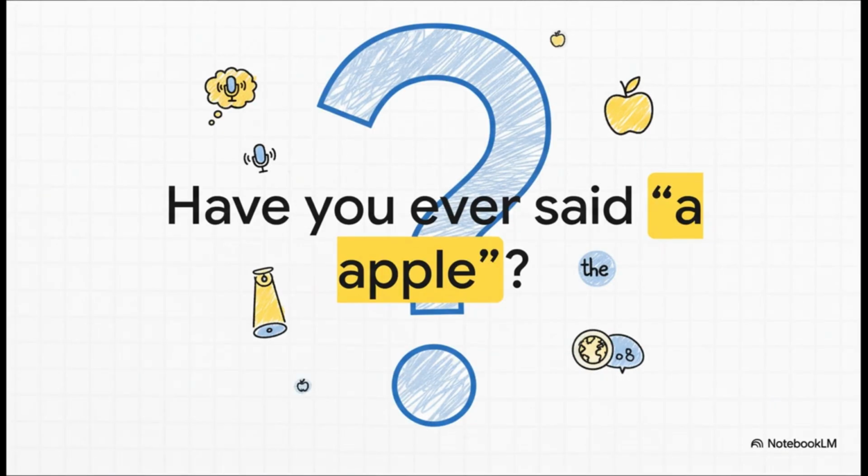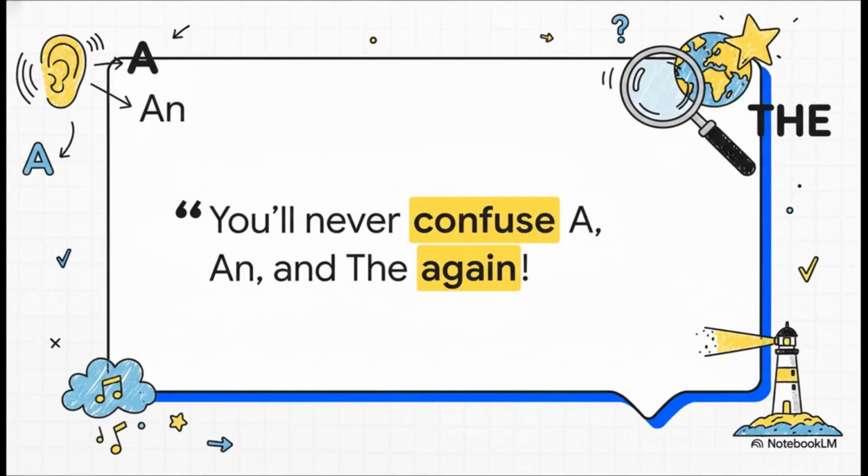So, quick question for you, and be honest. Have you ever found yourself pausing for just a split second wondering, is it a university or an university? Or maybe you've said something like a apple and you knew it didn't sound quite right. Hey, if that's you, you are not alone. It's one of the most common trip ups out there. And that little hesitation, it can be so frustrating, can it? It just breaks your flow.